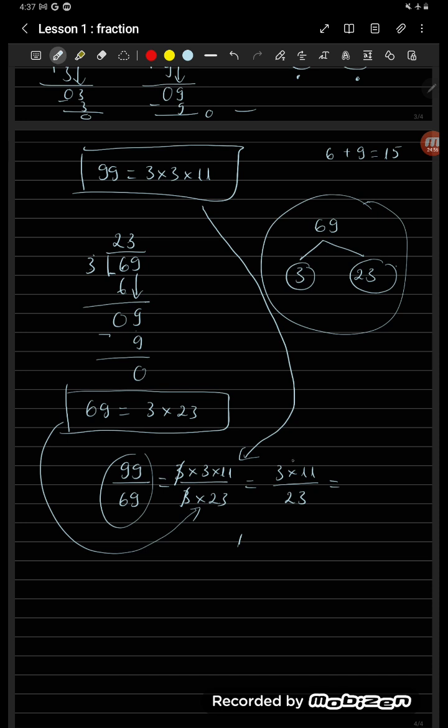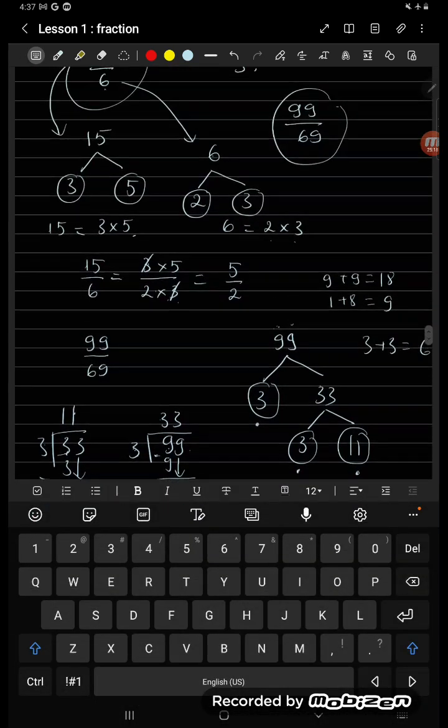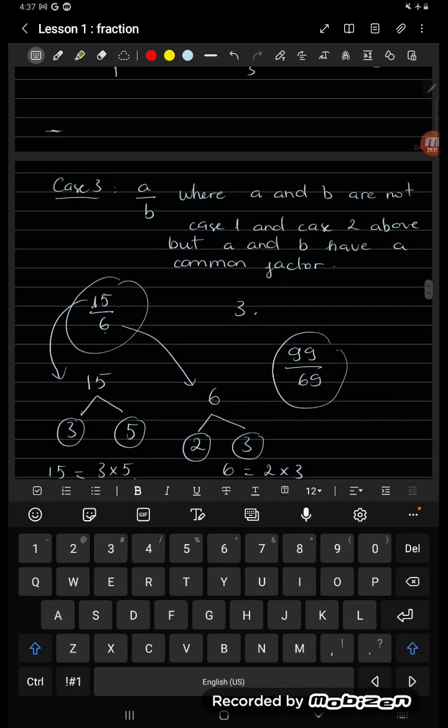And if you multiply 3 by 11, you will have 33. And the bottom is 23. Okay? So this fraction can be simplified to become 33 over 23. Okay, so this is the way to simplify fraction, and it is also case 3 of fraction where a and b are not case 1 and case 2 above, but they have a common factor.